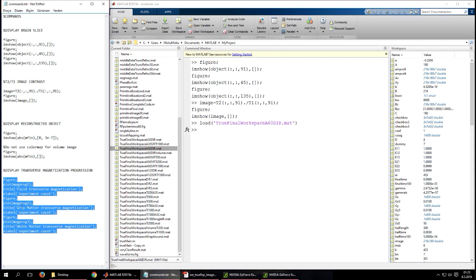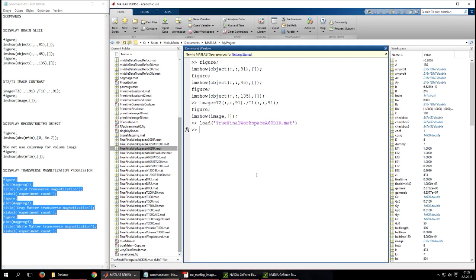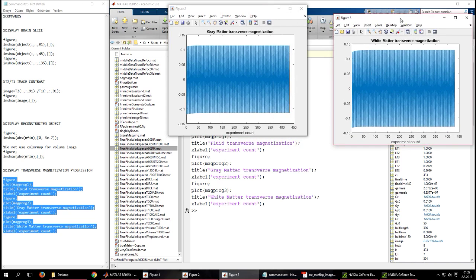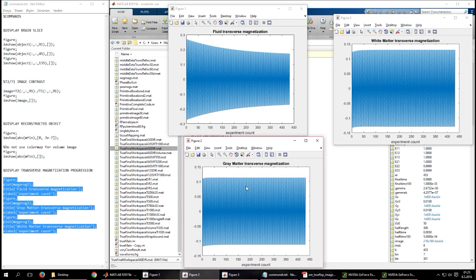So if we look at the progression of transverse magnetization of tissues, we see that gray matter and white matter reached steady state very quickly. Gray matter transverse magnetization has a value of 0.11 and white matter transverse magnetization has a value of 0.13, so the white matter will appear brighter than the gray matter. We see that fluid transverse magnetization did not reach steady state at all, but its decay is very slow because of its very high relaxation time constants, so it is somewhat steady, and it decays from 0.2 to 0.17, which is significantly higher than both gray and white matters, so it will be significantly brighter in the image.